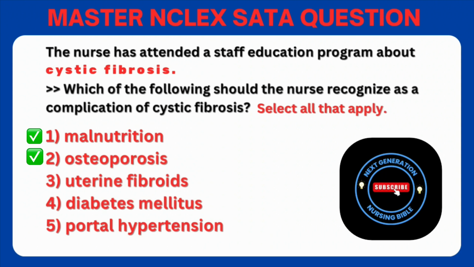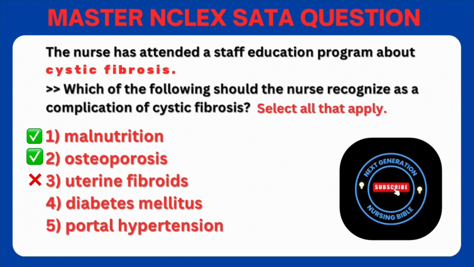Option 3, uterine fibroids. This one is actually not associated with cystic fibrosis. There are reproductive issues for men who have cystic fibrosis. There are changes in their anatomy that prevent sperm from actually getting to the semen. So they do produce sperm, but there's no sperm in the semen. So they do have issues with infertility.